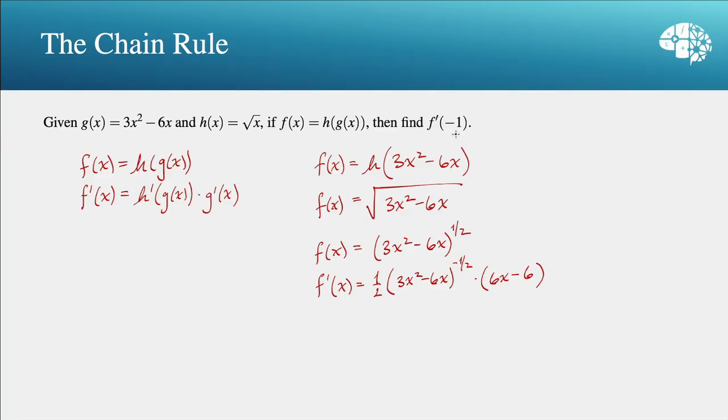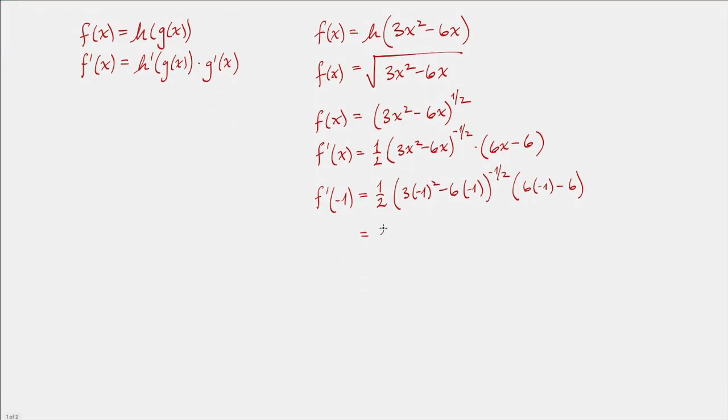And then we would like f prime of -1. So we'll go ahead and do that. f prime of -1 is, well, we'll just plug -1 into the x's. So we've got 1/2 times 3 times -1 squared minus 6 times -1 to the -1/2, and then 6 times -1 minus 6. Okay, we can simplify here a decent amount. We've got 1/2. -1 squared is 1, times 3 is 3, and then this is minus a negative, so plus 6. 3 plus 6 is 9, so 9 to the -1/2. And then -6 minus 6 is -12.